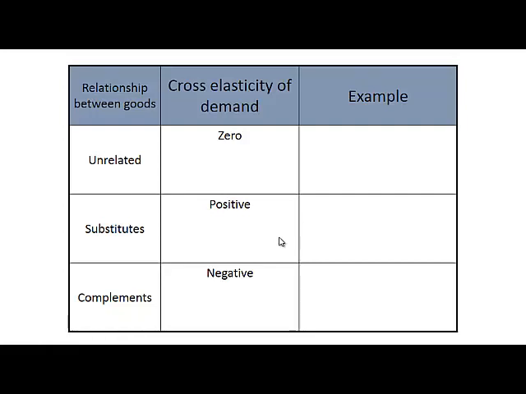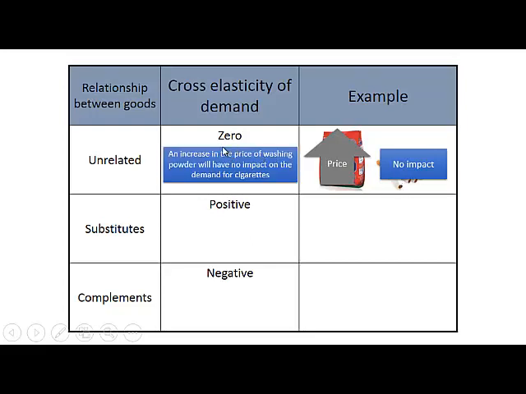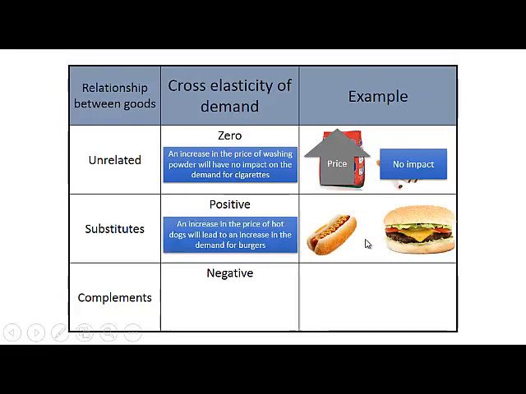So let's summarize cross elasticity of demand. If two goods are unrelated, for example, washing powder and cigarettes, an increase in the price of the washing powder will have no impact on the quantity demanded of cigarettes, so the cross elasticity of demand is equal to zero. When goods are substitutes, for example, hot dogs and hamburgers, an increase in the price of hot dogs will lead to an increase in the quantity demanded of burgers. Therefore, the cross elasticity of demand will be positive.